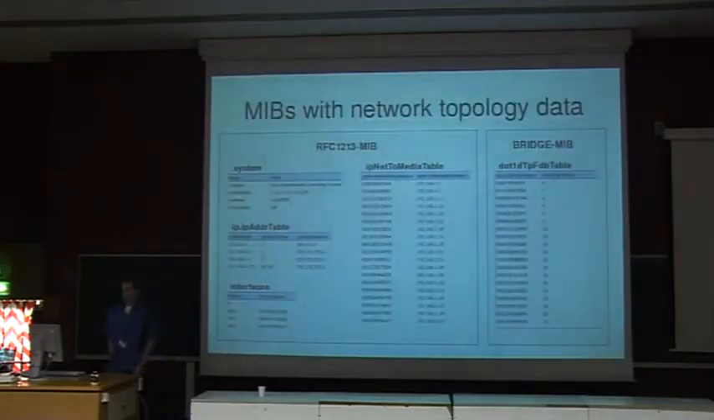Here are the MIBs which are especially important during topology discovery. This is the ARP table. This is the table of the network interfaces of the device, their address configurations, and of course some description of the system. Bridge MIB is available only on switches, and it contains the forwarding database table, which tells us what device is connected to which port of the switch. So based on that, we're able to recreate physical segments.